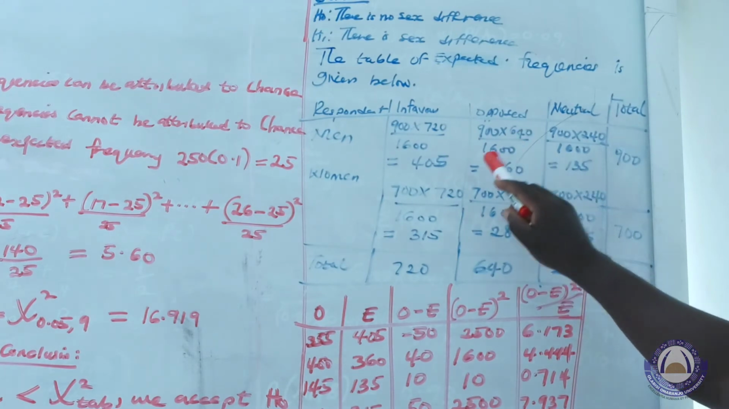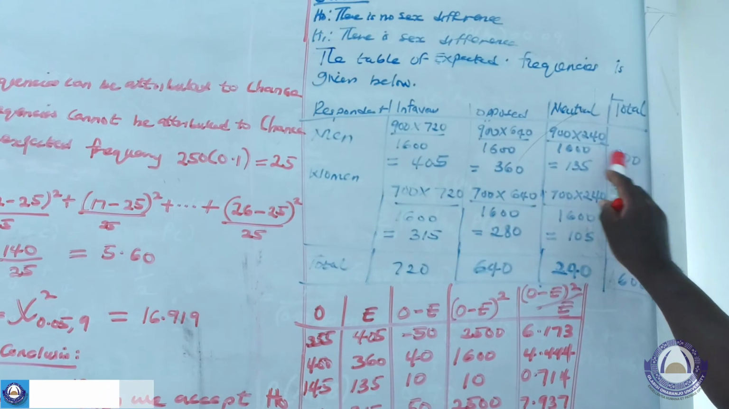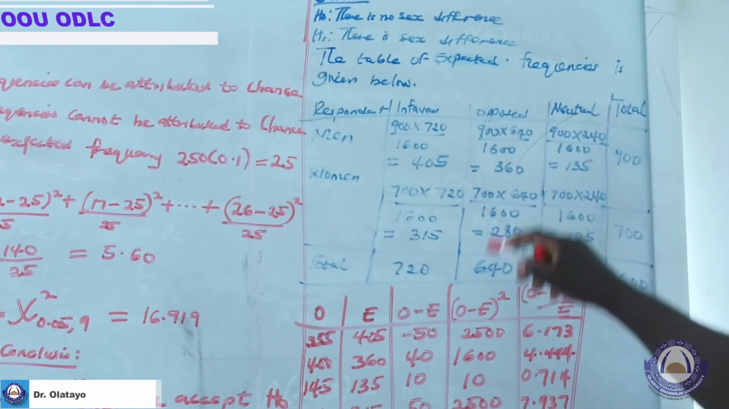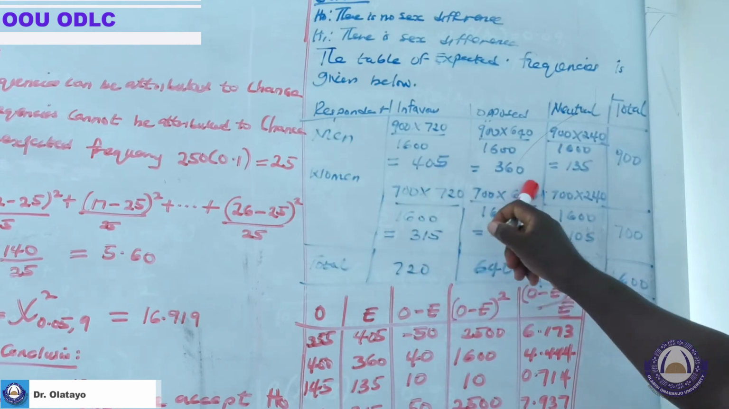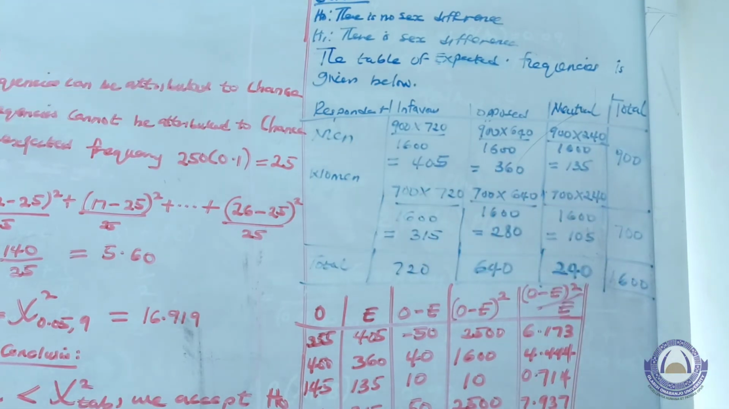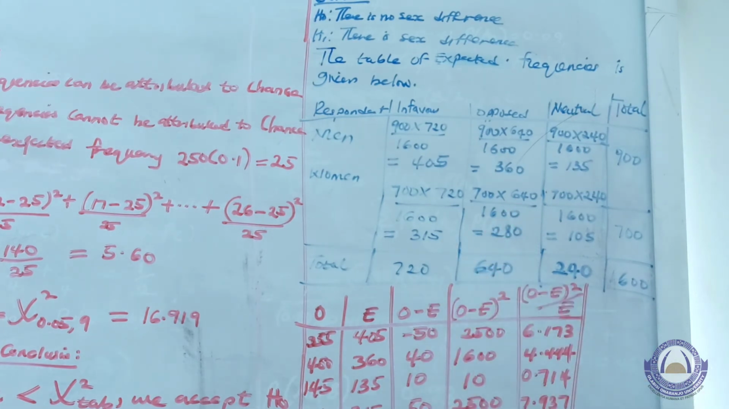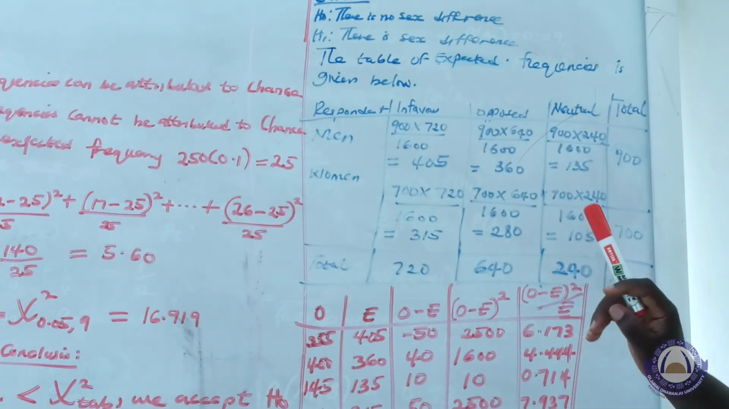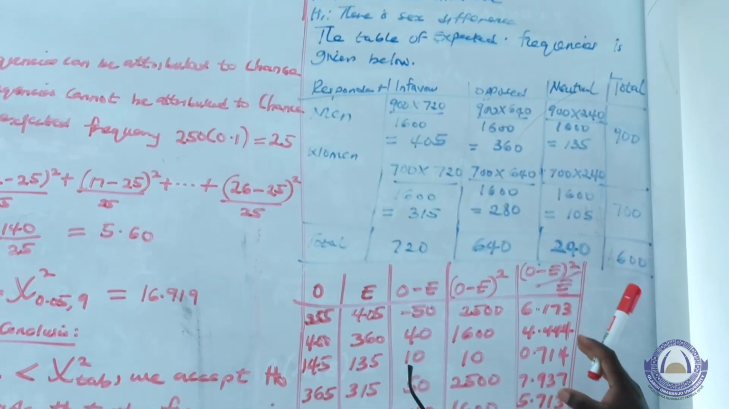The same way here, 640 multiplied by 900 divided by 1,600. And here we have 405, we have 360, and here we have 135. Then for the women, we have 315, we have 280, and we have 105. Now, having obtained the expected values, we come to the chi-square table.